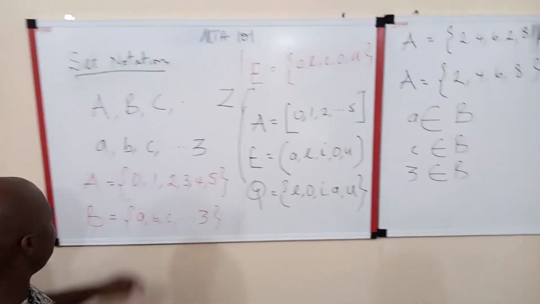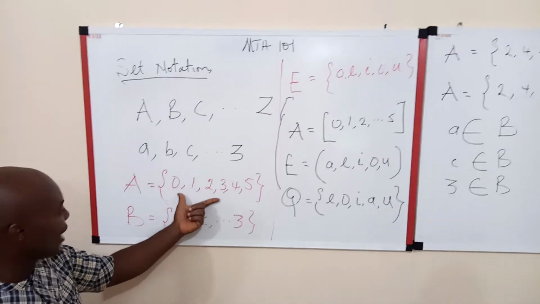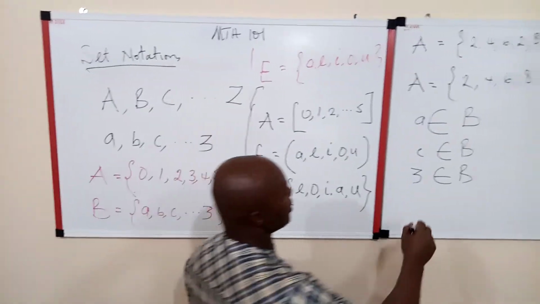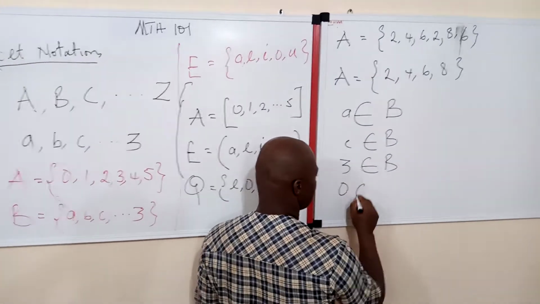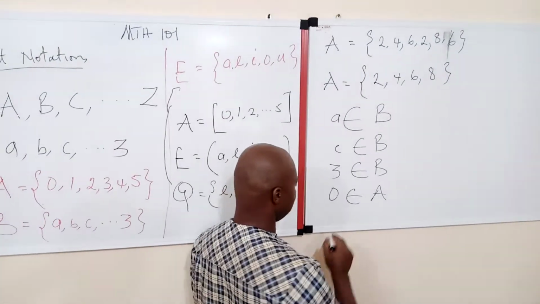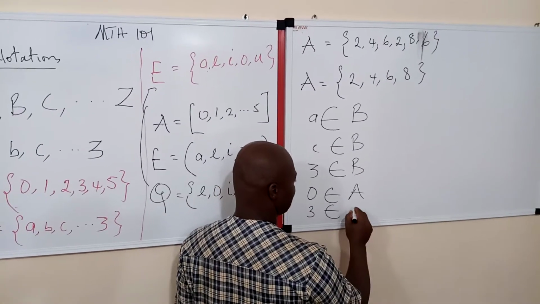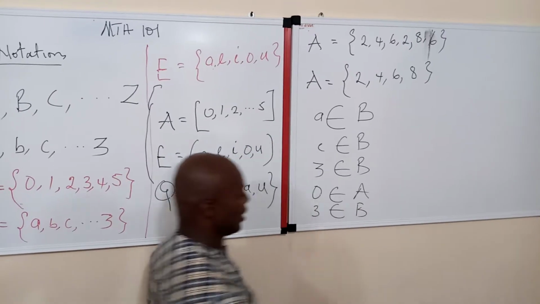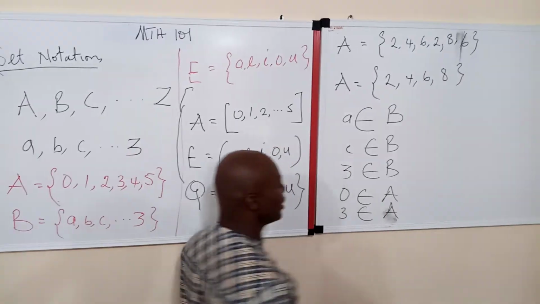In like manner, if you want to concentrate on the whole numbers that are up to 5 here, you can also say that 0 is contained in set A. 3 is also contained in set A.